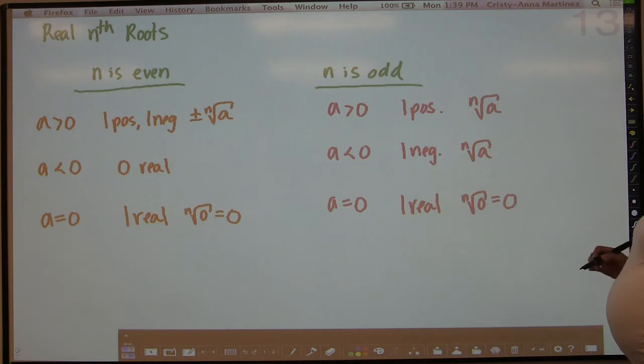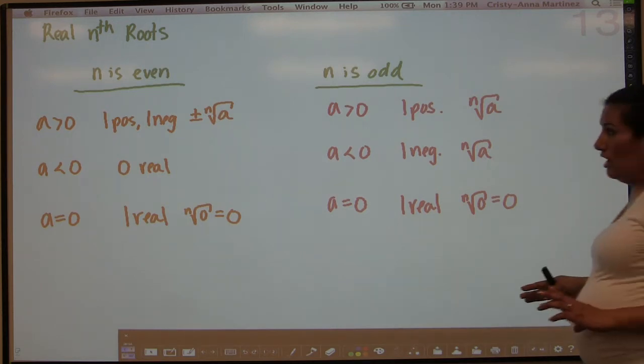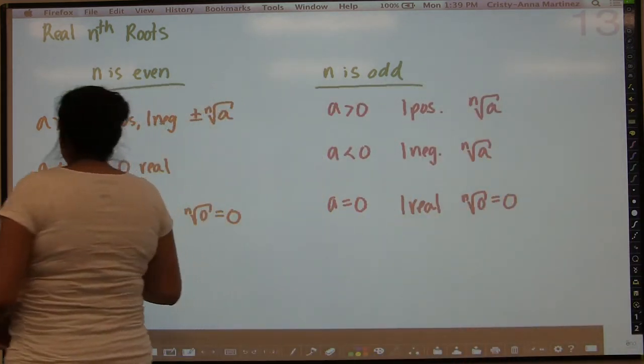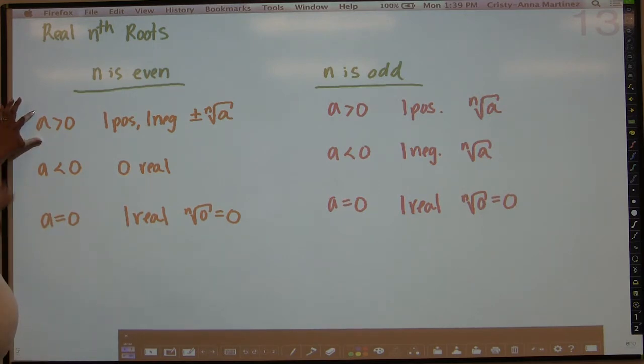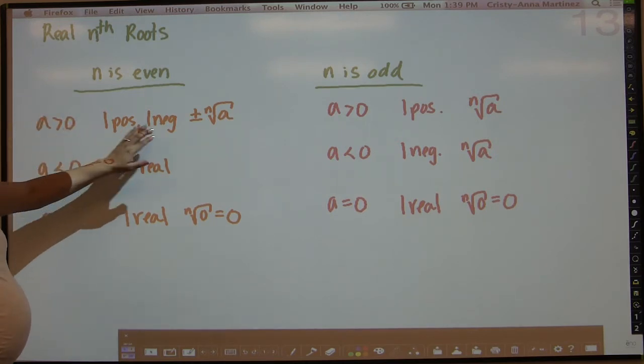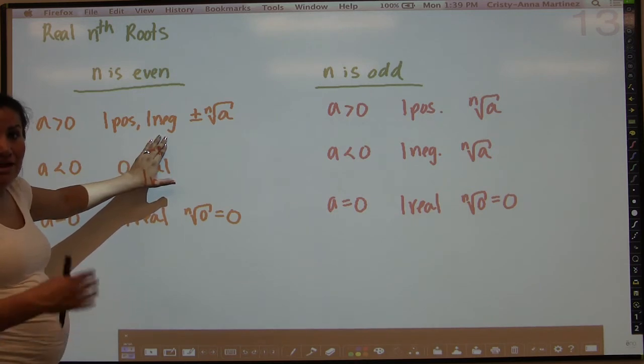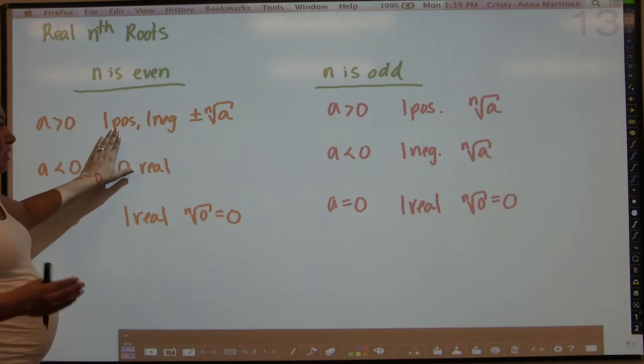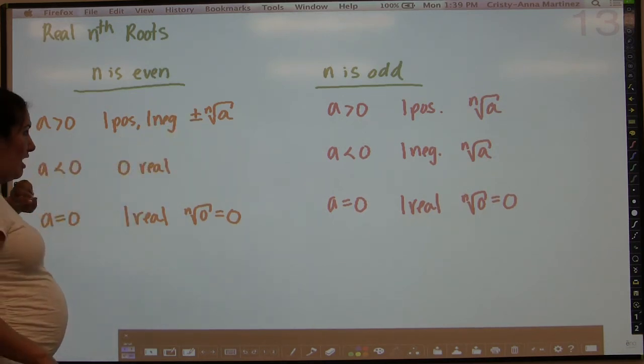All right, and so then we have just a little chart here that explains how many roots you would have depending on whether the index was even or odd. Again, remember that the n represents the index. If n is even, and a is the radicand, which is the number underneath the radical, and a is positive, then you're going to have one positive and one negative real root, like the 25 had positive 5 and negative 5. Of course, the positive one is the principal root. So you get plus or minus the nth root of a.